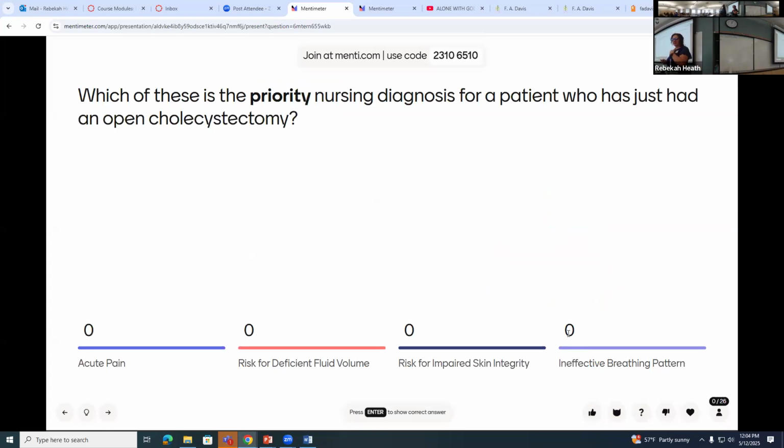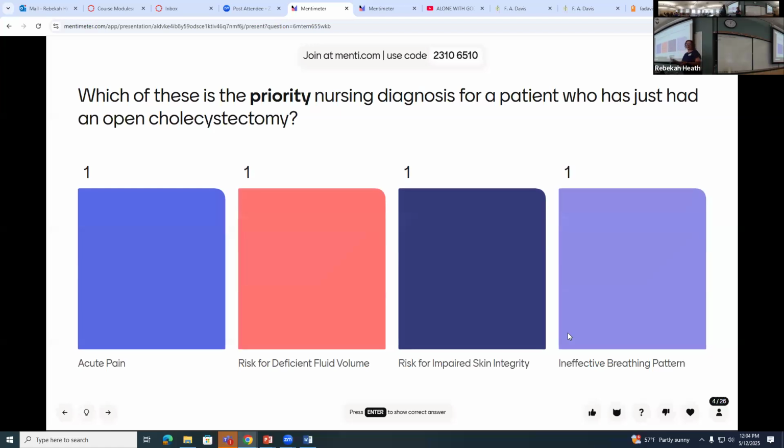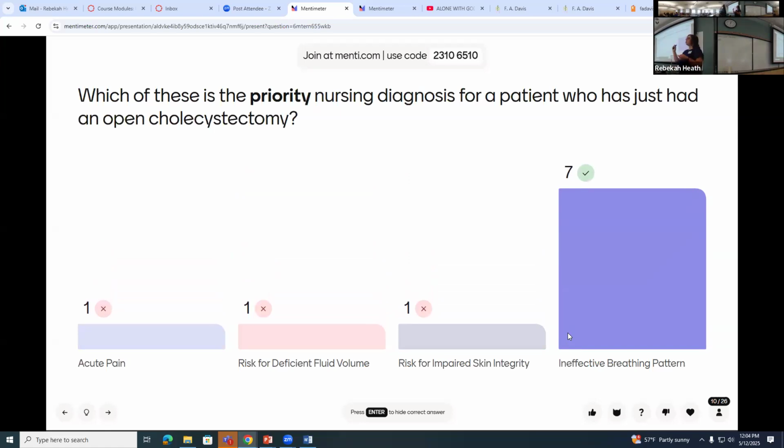Priority nursing diagnosis for a patient who just had an open cholecystectomy. What do we think it might be? All right, we follow our ABCs. Ineffective breathing pattern is going to be the right one because, right, they're going to have impaired skin integrity. They're going to have pain. They're probably going to have fluid volume shifts, but right after surgery, they're still waking up after anesthesia. It's going to be that impaired or ineffective breathing pattern.